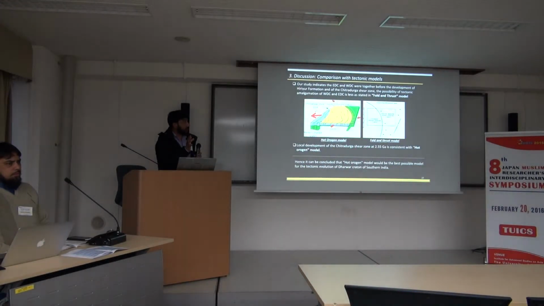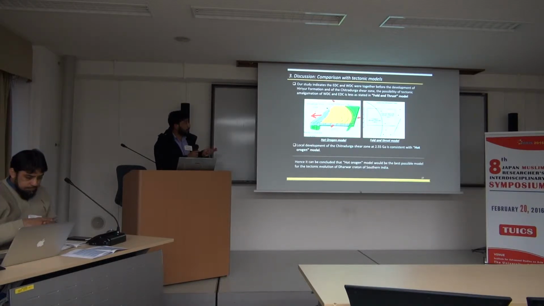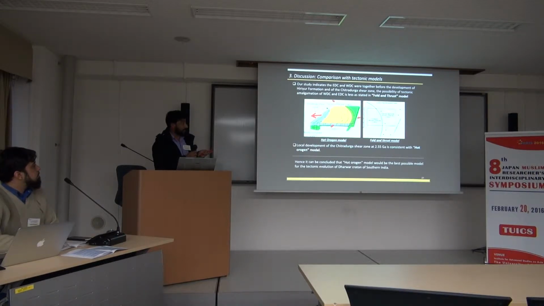Based on my study, my final conclusion is this: I compared these two models to see which would be suitable for the evolution of the Craton, and I found that it is not the plate tectonic model, because at the time of the Archean, the crust was very thin. So there would not have been any plate tectonic movements at that time, because there is no plate. The best suitable model for the evolution of the Craton may be this one, the hot orogen model. This was my final conclusion.